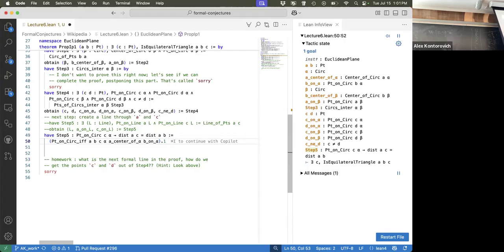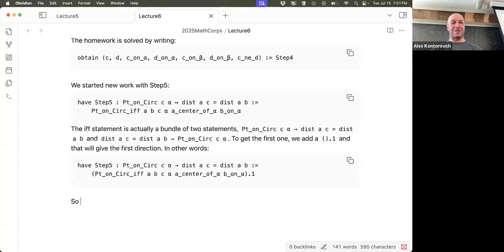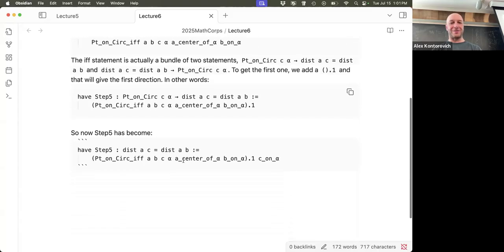This C on alpha says that the point C is on alpha. So what should I do? I should add C on alpha to the end of this. I like it. C on alpha will conclude that this. So now step 5 has become that. I don't know why it doesn't draw it right.